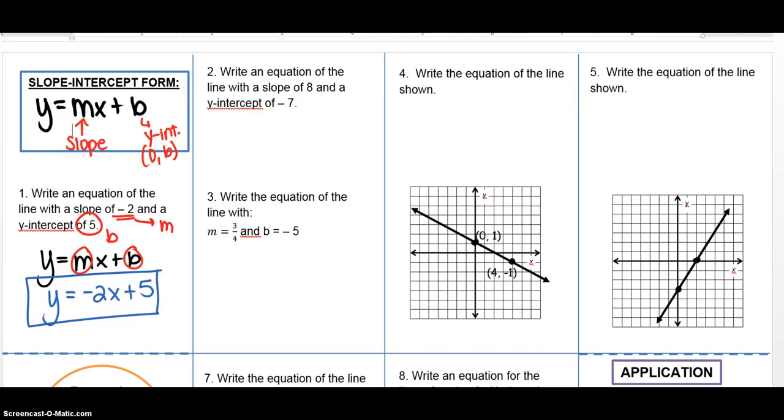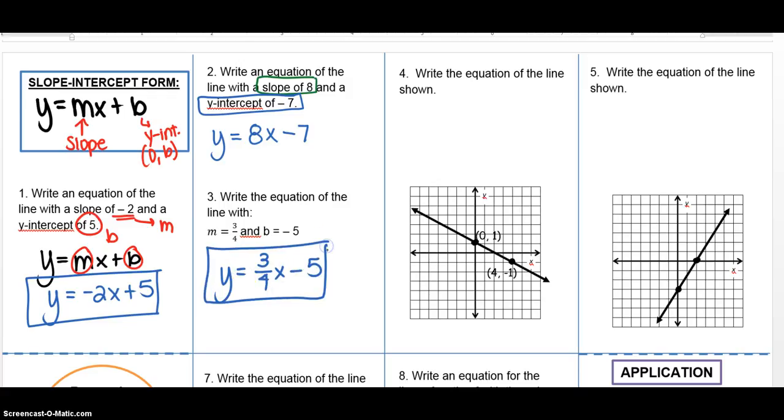In example 2, same idea here. It says that the slope is 8, and the y-intercept is -7. So we have y equals, the slope is 8, so 8x, plus b. In this case, the y-intercept's negative, so it's -7. For example 3, write the equation of the line with a slope of 3/4 and a y-intercept, or a b value, of -5. So y equals 3/4 x minus 5. So hopefully you're thinking this is a little easy right now.